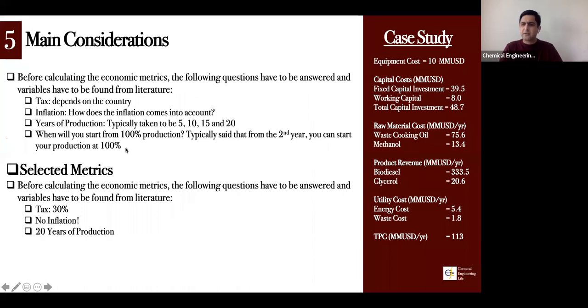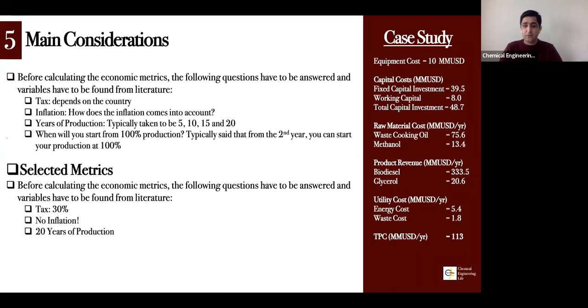And of course, always remember that these factors are always given within a given bracket. So you can't just say, I'm going to pick 500% of my capital investment as my general expenses. They are always within different ranges that you need to select.